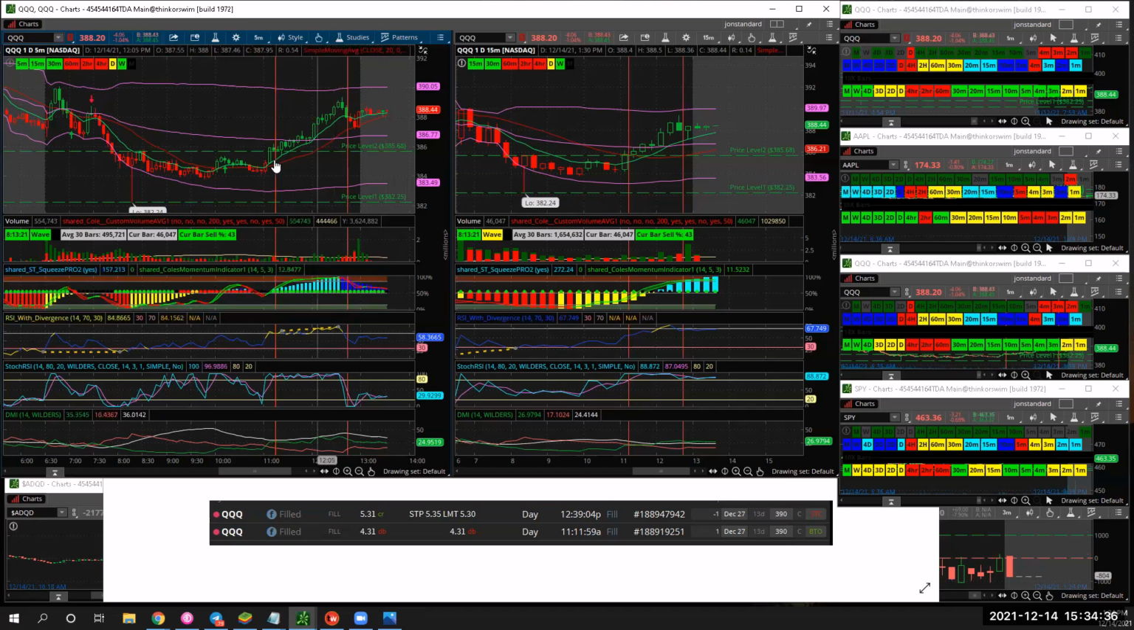So I got in right here for a couple of reasons. The green crossed the red. That's indicative of a golden cross on the 5-minute time frame. But you don't just get in when you see a 9 cross a 20.